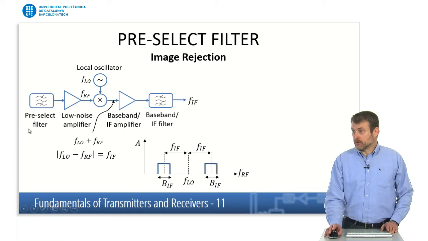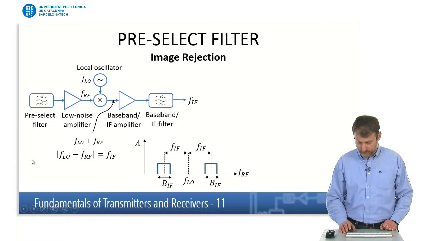The mission of the pre-select filter is to select only one of these bands because only one of them will have our desired signal, right? So we want to prevent noise and stray signals from getting into the receiver through the band that we are not using. And that's the reason why we have to use this pre-select filter.